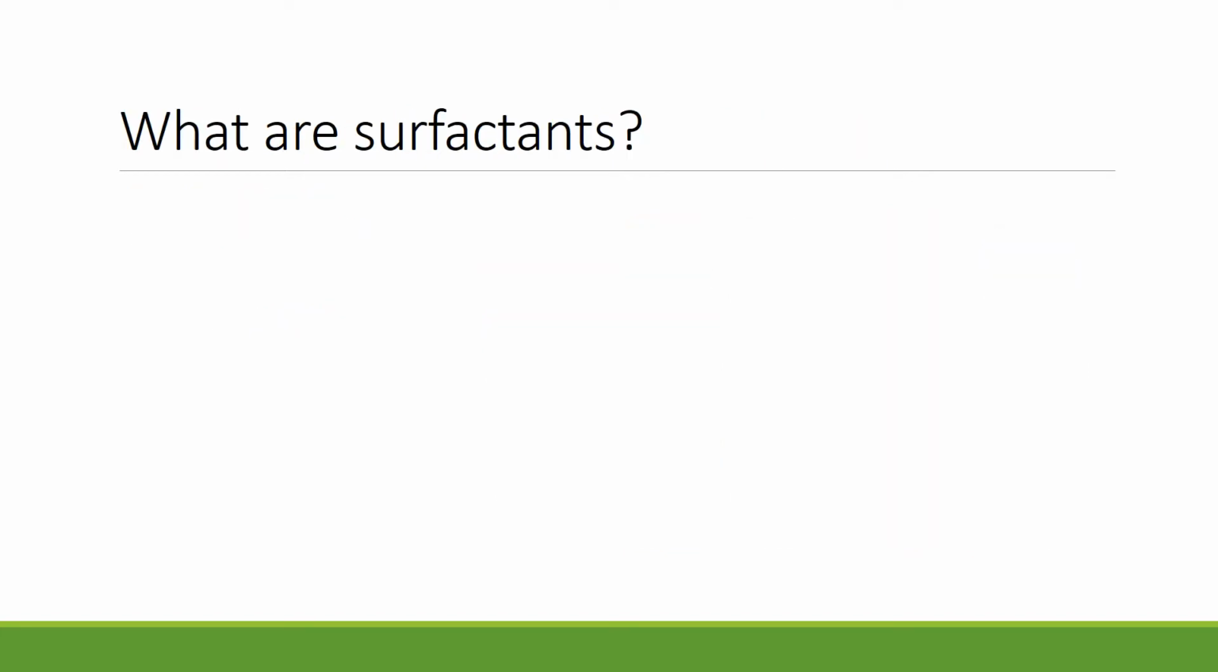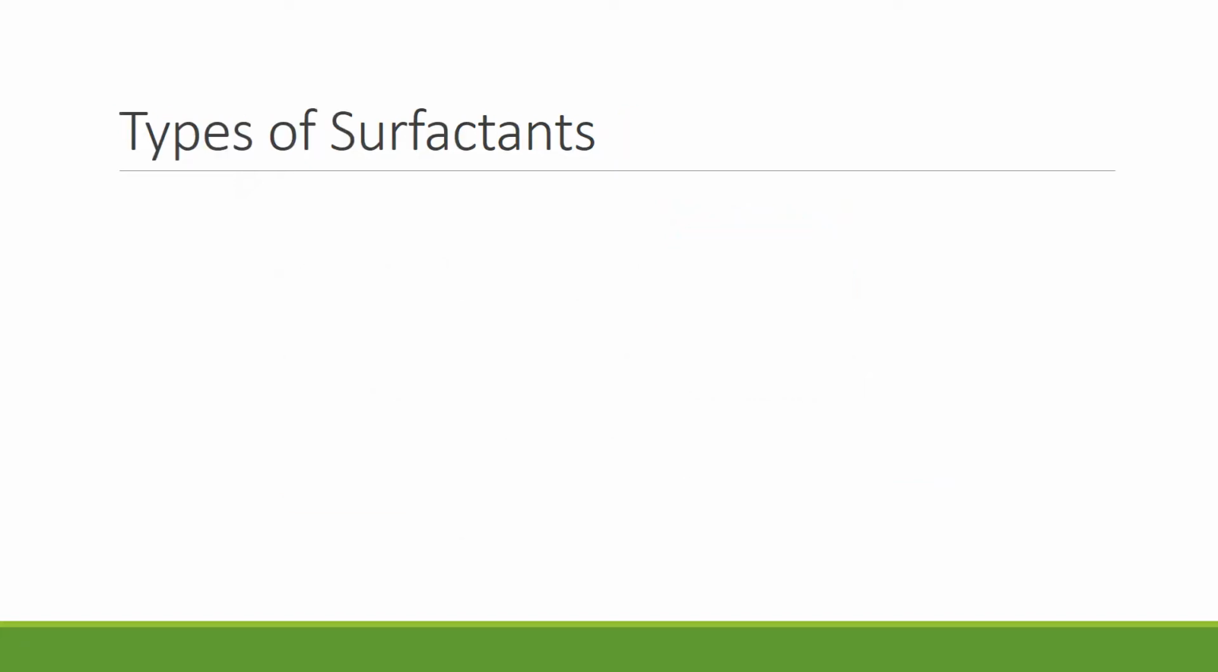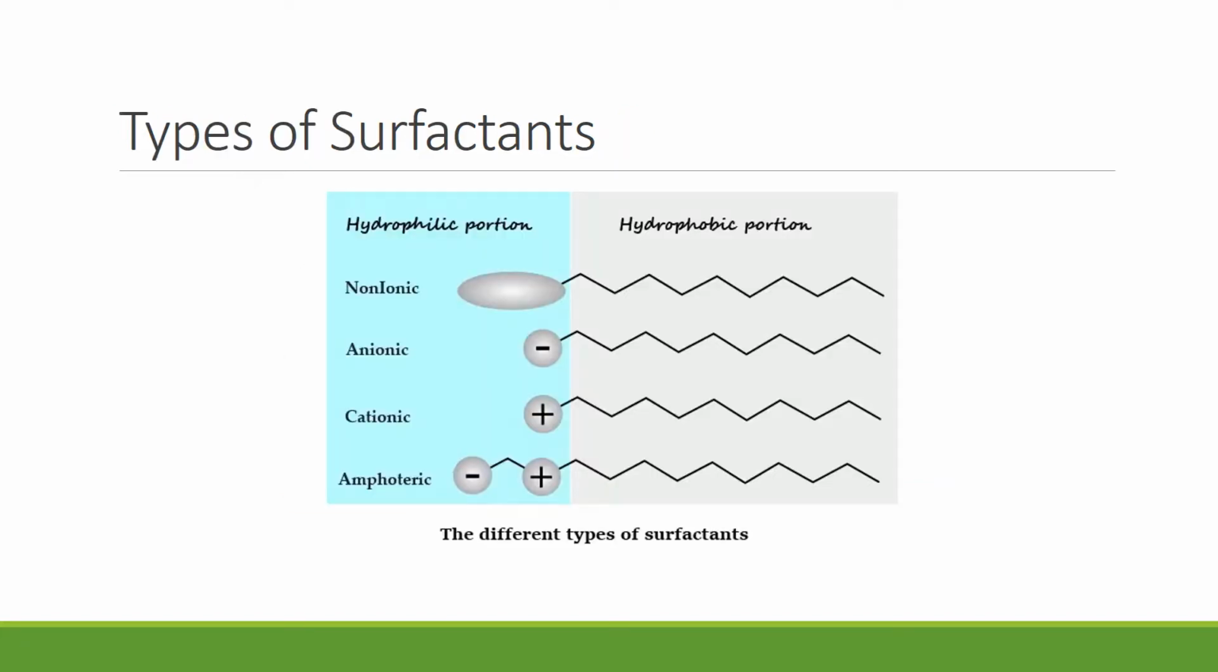What are surfactants? Surfactants are compounds that have the ability to be both hydrophobic and hydrophilic by having both chemical groups with varying functionalities on the same molecule. Types of surfactants. There are 4 different types. This includes non-ionic, anionic, cationic, and amphoteric.